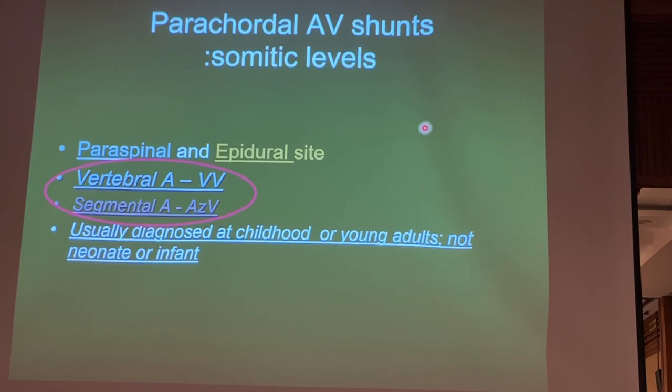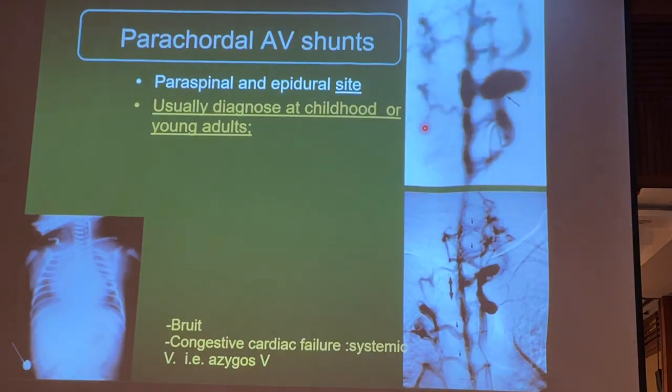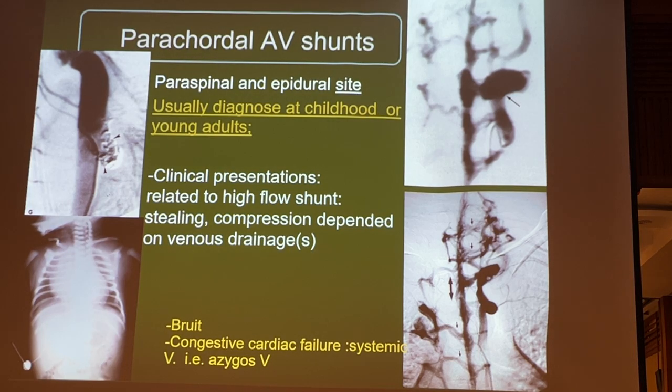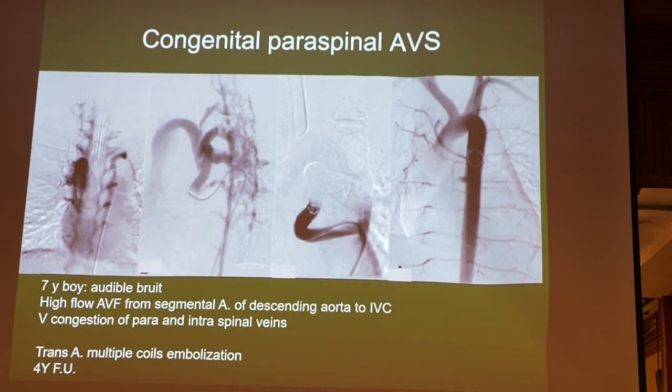When we go down to the somatic levels, we are talking about paraspinal epidural sites of fistula. Examples start with the vertebral artery, segmental artery. This paraspinal one will be taught mostly by Carl in the spinal section, but just to add a few images here: it's a paraspinal location shunt, and the bruit can be there, congestive heart failure in a young patient can be there, and treatment can be transarterial with a lot of coils to occlude the shunt.